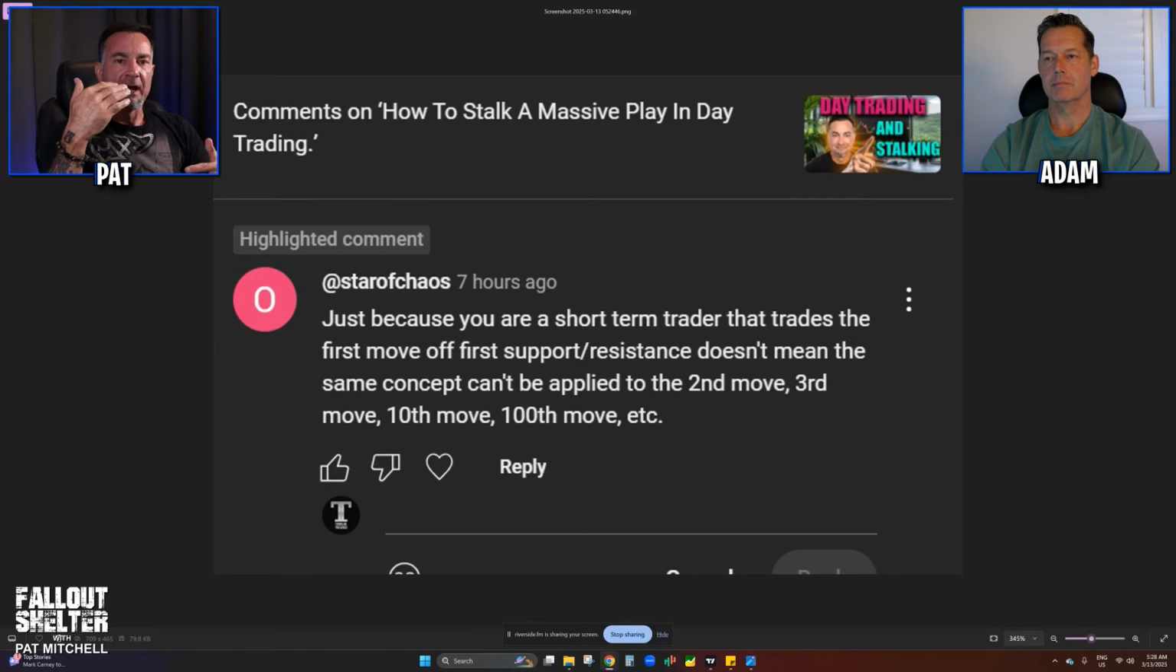And when you're entering into a move, let's say it's coming into support and it's bouncing off of that support once, twice, all the way up to the 100th time, as he stated here. It's on the same level as, and I hate using analogies like this because it kind of puts trading in the same category as gambling, but you'll understand why I'm saying it.